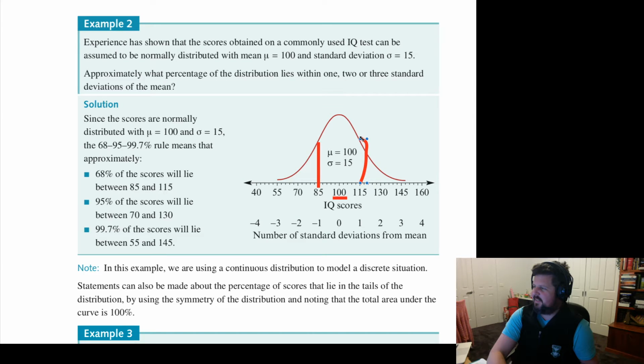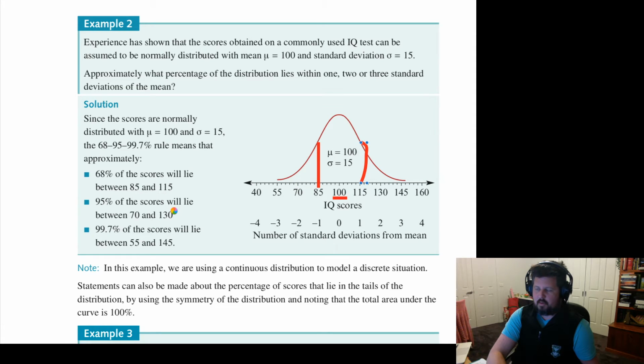One standard deviation either side is 68%. In this case, you can see it's scores between 85 and 115. 68% of the scores are going to lie in between that. Likewise, when we're talking about 95%, we know 95% is two standard deviations from the mean. Because we've labelled these on here, we can see that two standard deviations below the mean is 70, two standard deviations above is 130.